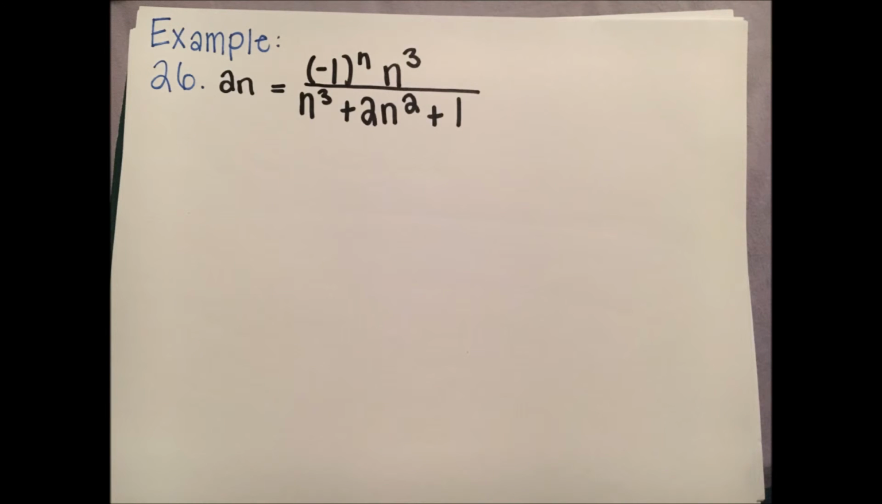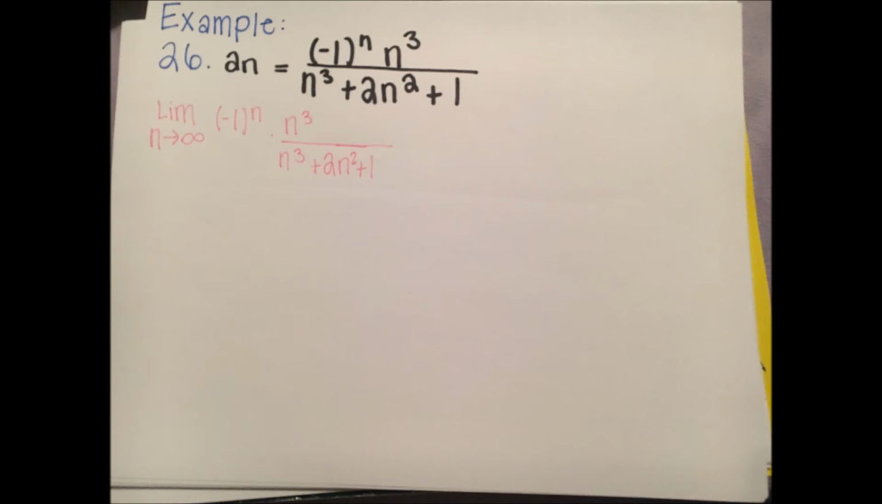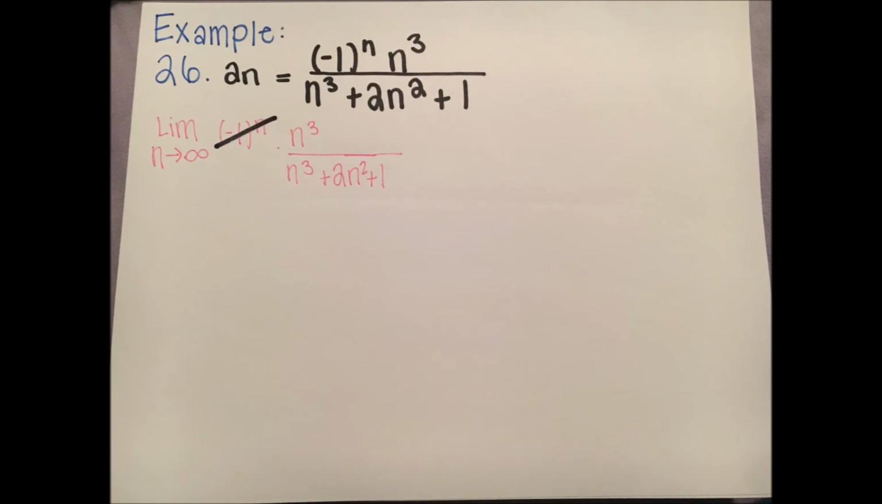So, example 1. I took number 26 out of the book, so here we have a sub n equals negative 1 to the nth power times n to the third over n to the third plus 2n squared plus 1. To attack this, you are trying to find the limit. So you'd have the limit as n approaches infinity of a sub n. For now, we can disregard the negative 1 because whether it's even or odd, it's either going to be negative 1 or 1, but either way, it's going to be some form of 1.